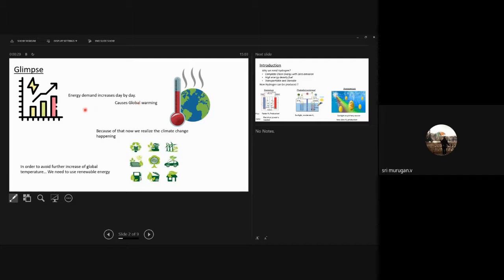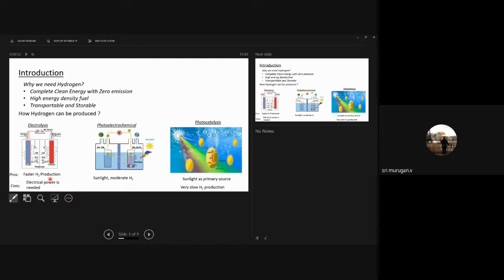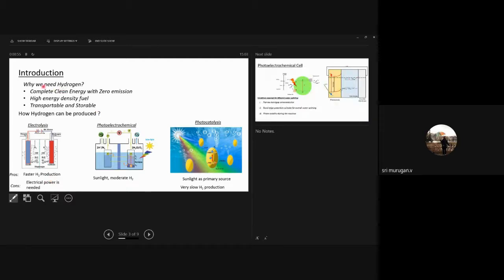So why am I interested in this topic? We know that energy demand increases day by day, which causes global warming, and because of that climate change is happening. So we are seeing that. In order to avoid a further increase of global warming, we need to use renewable energy. Okay, now we'll see the main part.